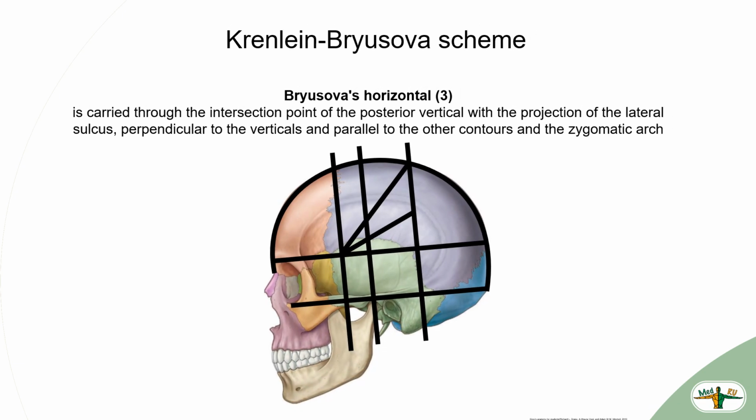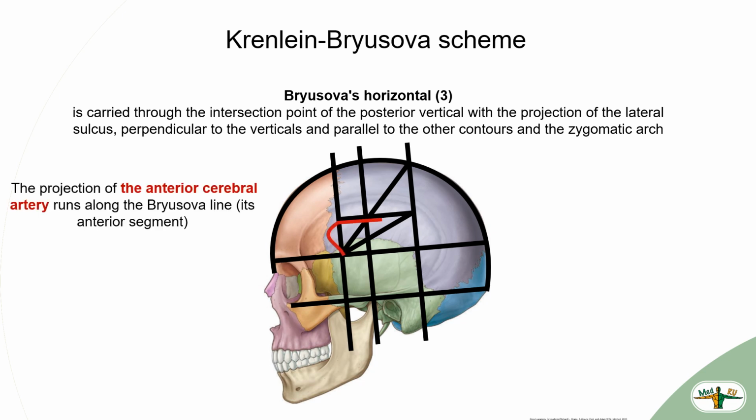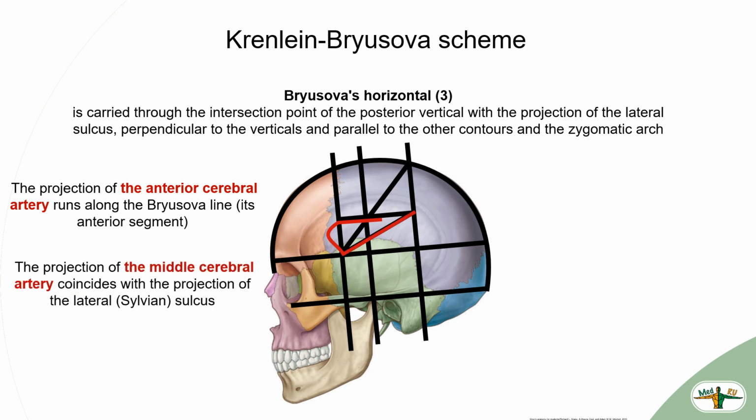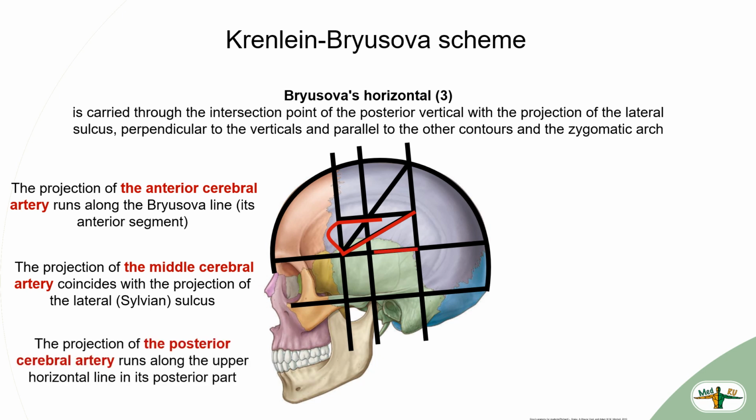Bryusova's horizontal is carried through the intersection point of the posterior vertical with the projection of the lateral sulcus, perpendicular to the verticals and parallel to the other horizontals and the zygomatic arch. The projection of the anterior cerebral artery runs along the anterior segment of the Bryusova line. The projection of the middle cerebral artery coincides with the projection of the lateral sulcus of the brain. The projection of the posterior cerebral artery runs along the posterior part of the upper horizontal line.